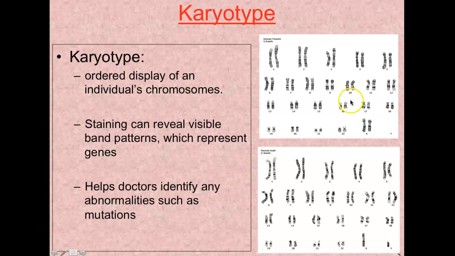So if you look at the first image up here, you can see all of the autosomal chromosomes 1 through 22, and then you have your sex chromosomes XX and XY. This is a female because she has two X chromosomes here. And then down here you have a male's karyotype because you have an X chromosome here and a Y.